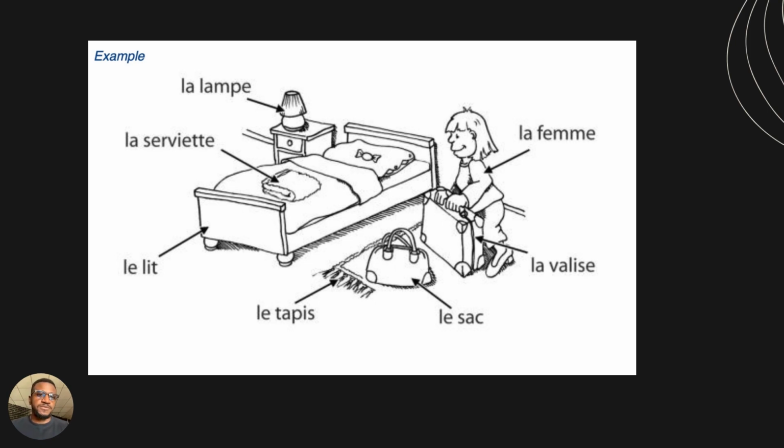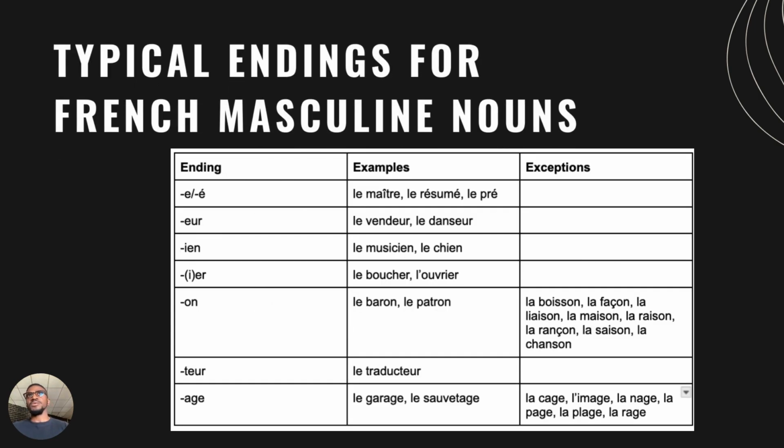We can look at this photo here, where it's a bedroom, and all of the nouns already have the gender there. So you have la lampe, that is the lamp, la serviette, that's the towel, le lit, the bed, le tapis, the carpet, le sac, the handbag, la valise, the bag, la femme, which is the lady. All those nouns have a gender, and most of them in this one are feminine. The feminine ones take la, the masculine ones take le.